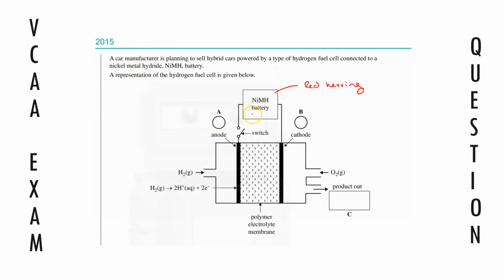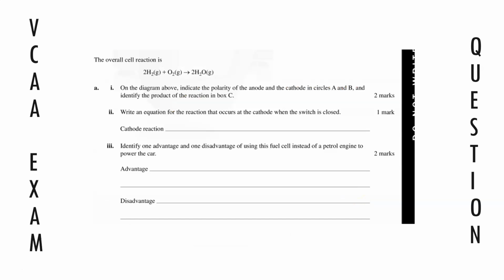Okay, and the fuel cell is going to charge this battery. So we need to remember that this is going to be galvanic. So our anode will be negative and our cathode will be positive. Hydrogen is coming in here, so this is going to be the combustion, so at our anode, and then our cathode is where oxygen comes in. This is a hydrogen-oxygen fuel cell, so the only product that we will get out is water. We're given the overall cell reaction and we're asked to indicate the polarity of the anode and cathode, which we have already done, and identify the product C.